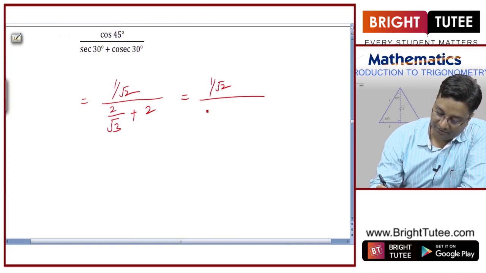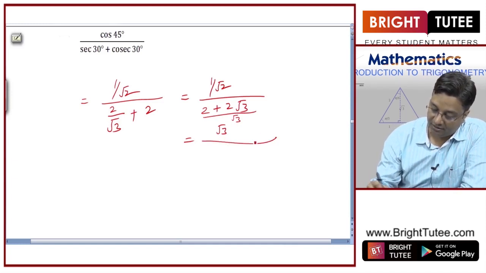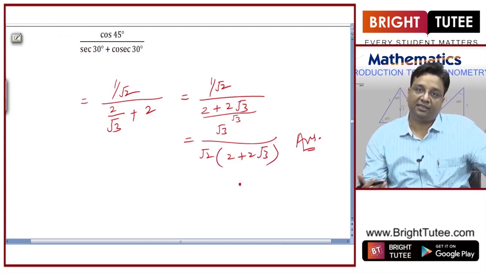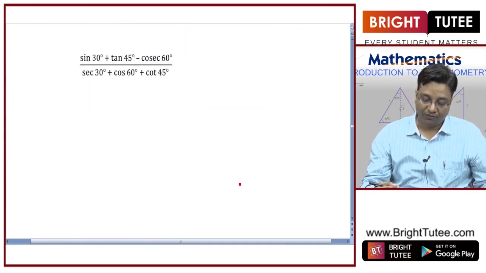So you can write it as 2 plus 2 root 3 and you can take this root 3 above, right? So you can write it as root 3. First let's write root 3 here, right? Now you can take this on the numerator side, so you can write it as 2 plus 2 root 3. So this is your answer, right? If you want to further simplify it, you can rationalize this and further simplify it. Okay, so this is how you solve these questions. You just have to put the values and find answers.